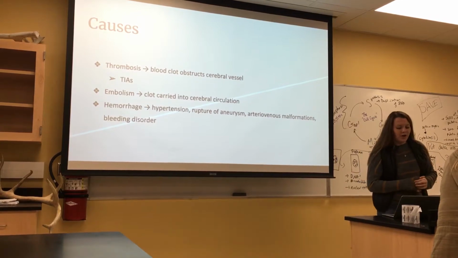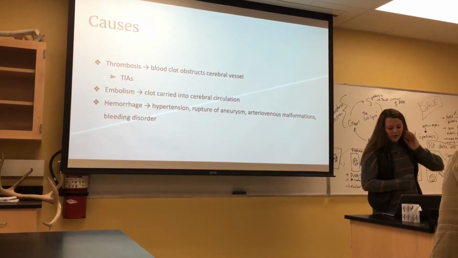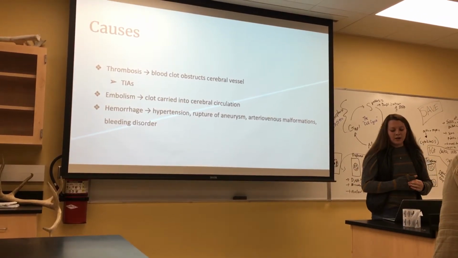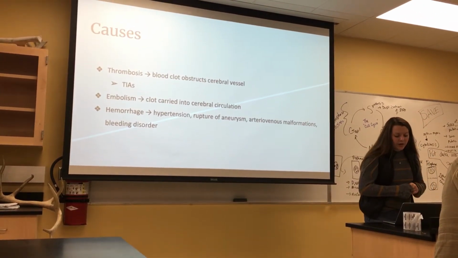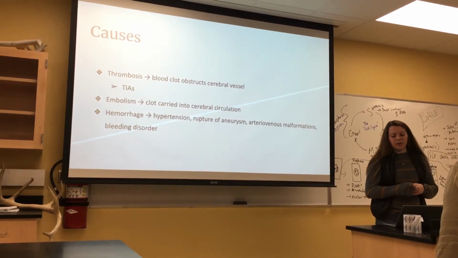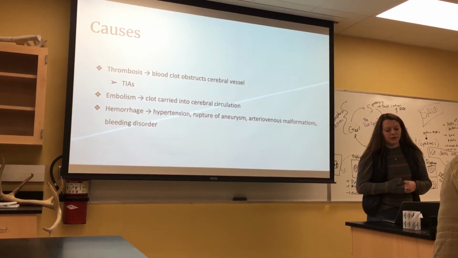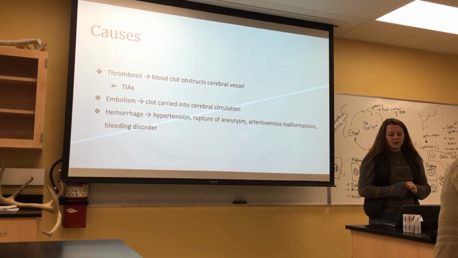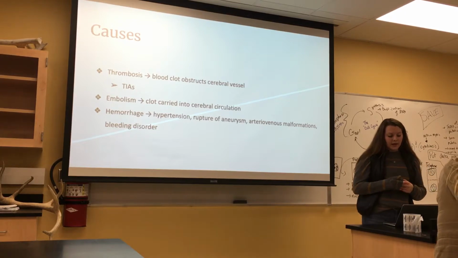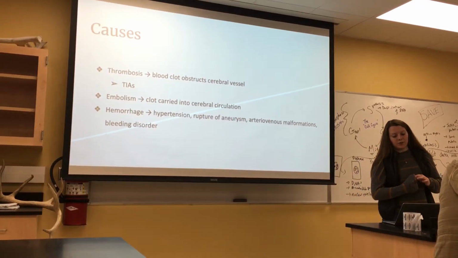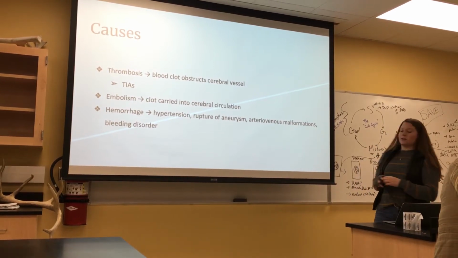The main causes of stroke are thrombosis, embolism, and hemorrhage. And cerebral thrombosis, which is the most primary cause of stroke, a blood clot obstructs a cerebral vessel. It can also contribute to transient ischemic attack, which are known as TIAs, which are temporary episodes of poor cerebral perfusion caused by partial blockage of the arterial lumen. In an embolic stroke, a clot is carried into the cerebral circulation. Embolic stroke occurs when a blood clot travels from one part of the body and lodges in a narrower brain artery, blocking blood flow to the brain. And hemorrhagic strokes result from hypertension, rupture of an aneurysm, arteriovenous malformations, and a bleeding disorder.